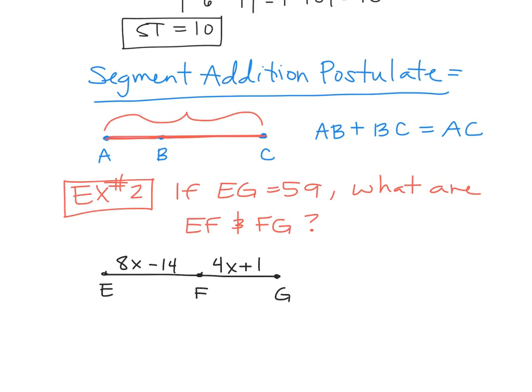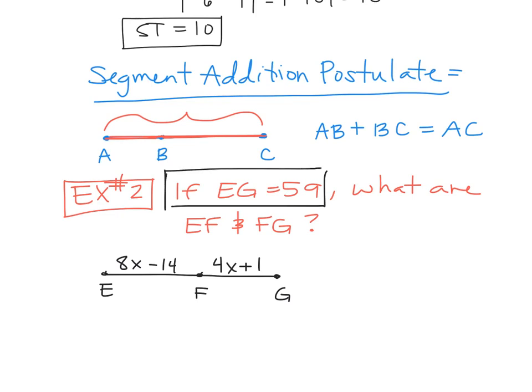Okay, so here's the scoop. We are given enough information to figure out what x is. Anyone see how we could solve for x? What's the length of EG? 59, okay? And that's something a lot of people forget to pay attention to: in the directions they gave you a crucial piece of information, right?